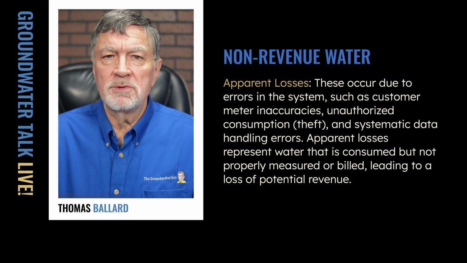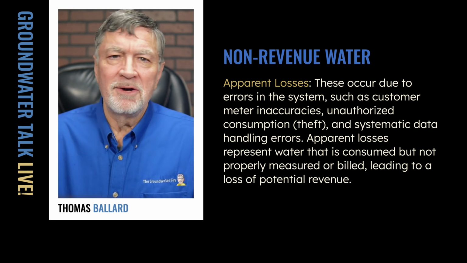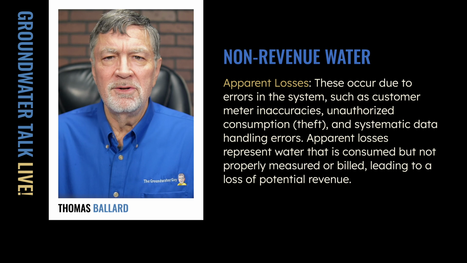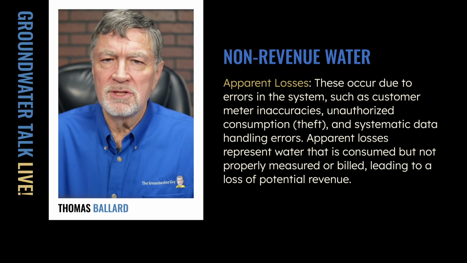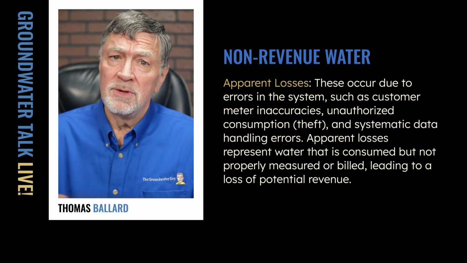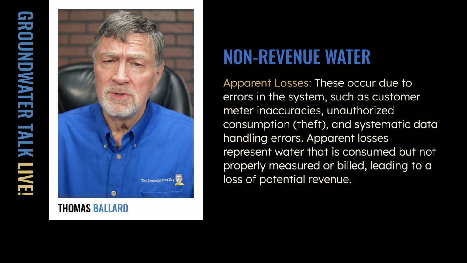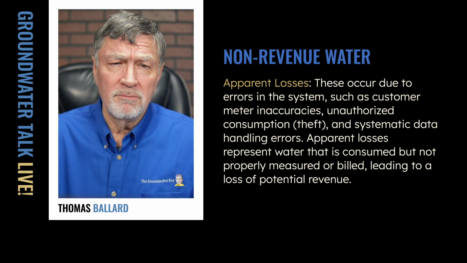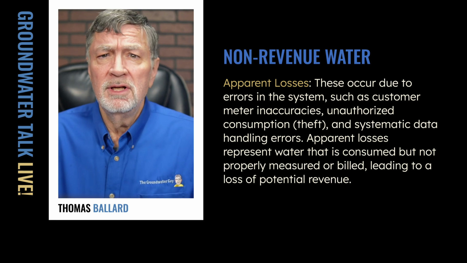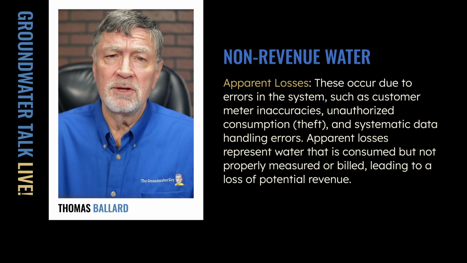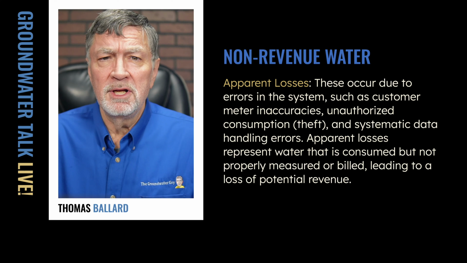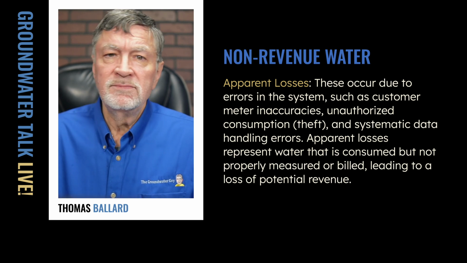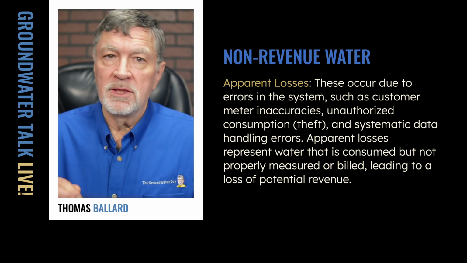Okay, so apparent losses. Now we're getting down to the nitty gritty. These occur due to errors in the system, such as customer meter inaccuracies. So as I mentioned, meters tend to lose their accuracy over time. They need to be recalibrated or replaced. So they will lose their accuracy, and your meter readings may not be as accurate as they were at the beginning.